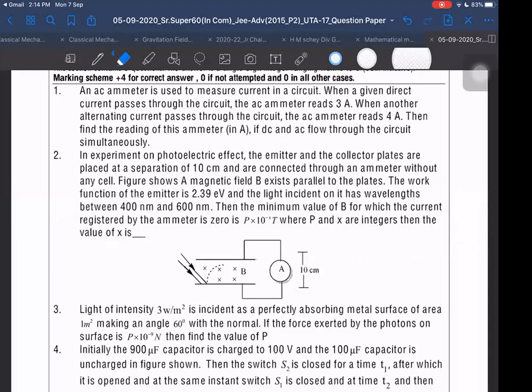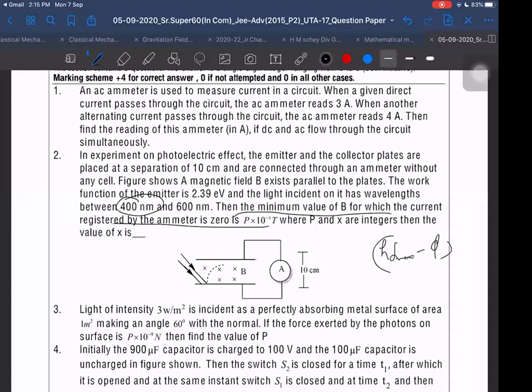But if they are already saying that the current is becoming zero, and I'm already choosing the smaller wavelength, I don't know what else you want to check. Why should we waste time in checking? If I take hf max minus phi, and it is coming out positive, then it is already greater than phi. Yes, sir. It is already greater. Okay.